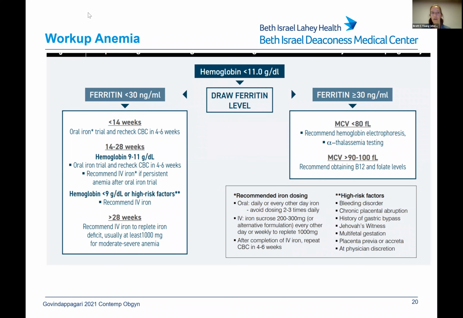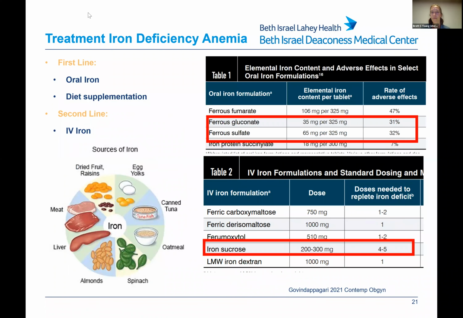And as we spoke about, I mentioned a couple of high-risk factors, but off to the bottom right, any patient who has a bleeding disorder, placental abruption, placenta previa or accreta, history of gastric bypass because of concerns of malabsorption of iron, particularly Roux-en-Y, a patient who may be declining blood products due to religious preferences, Jehovah's Witness patients, or patients who are having twins or triplets who are at increased likelihood of hemorrhage at the time of delivery, or a patient with a prior history of postpartum hemorrhage.